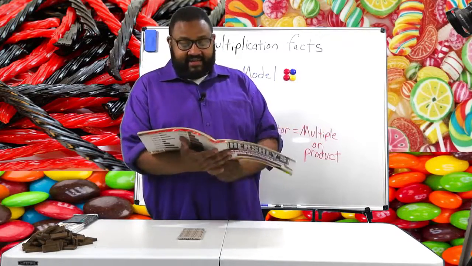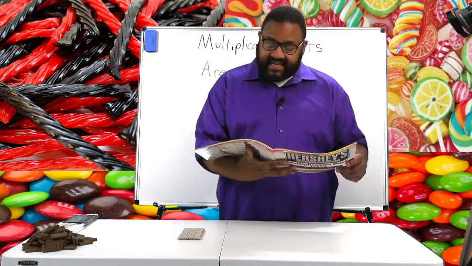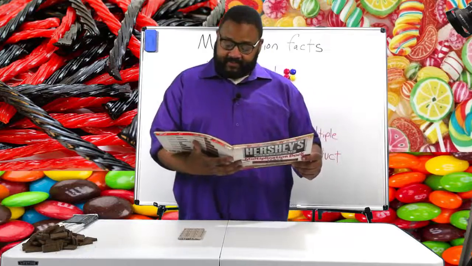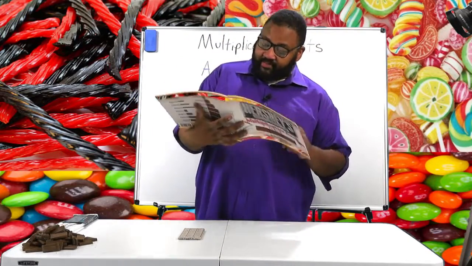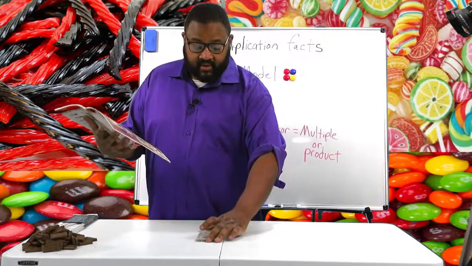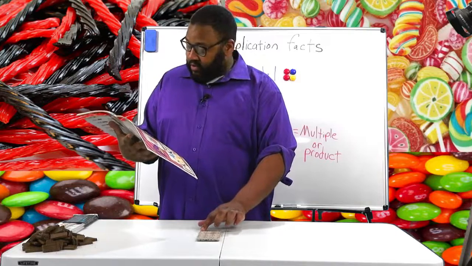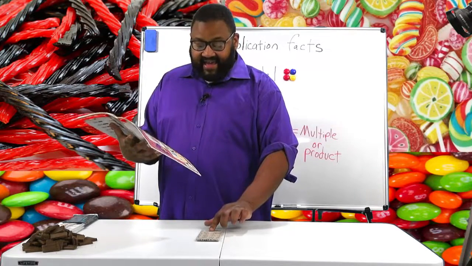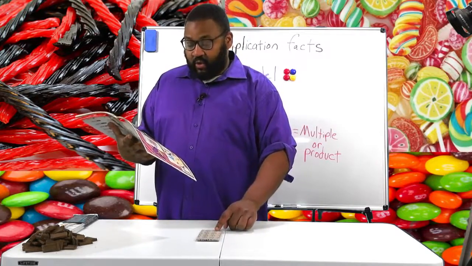All right. Let's see here. Here comes the first page. It says, milk chocolate times math equals art. Count the sections of this Hershey's milk chocolate bar. 1, 2, 3, 4, 5, 6, 7, 8, 9, 10, 11, 12.